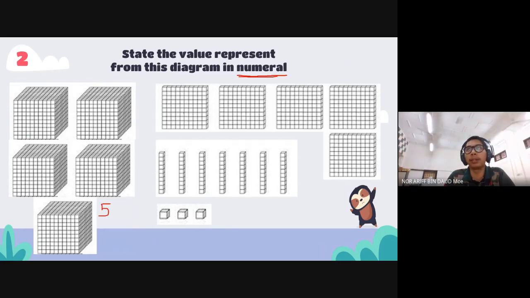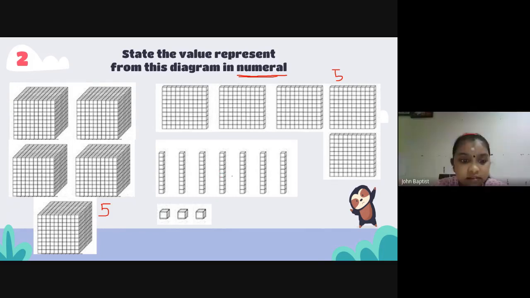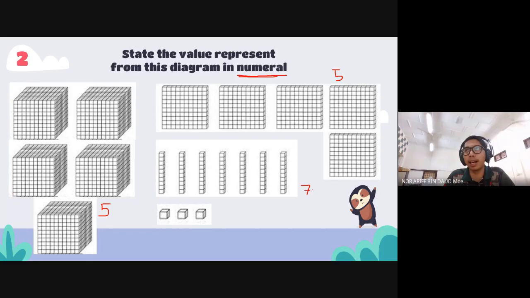Okay, Zara, can you state me the 100 value here? Buka mic, Zara. Unmute your mic. 500. Yes, 500. Okay, I put 5 only. And then I want to ask Puvesha. Mana Puvesha ada tak? Okay, Puvesha, state me the tens. How many tens we have here? 7. Yes, you have 7 tens here.